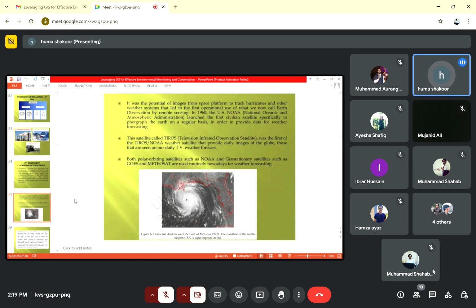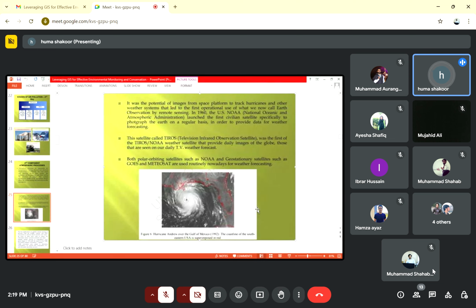It was the potential of the image from the space platform to track hurricanes and other weather systems that led to the first operational use of what we now call earth observation by remote sensing. This is one of the images taken through satellite from the platform. This is about hurricanes, which give you information about the intensity of the hurricanes.